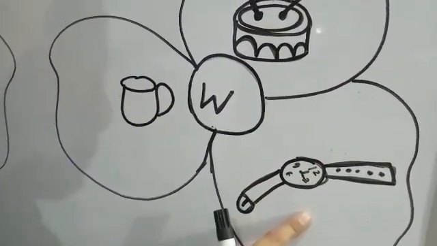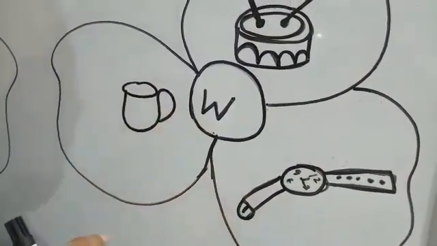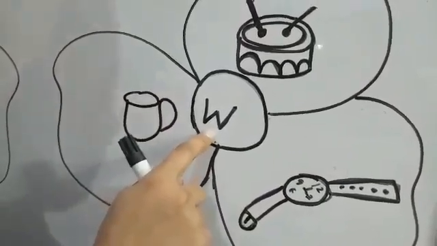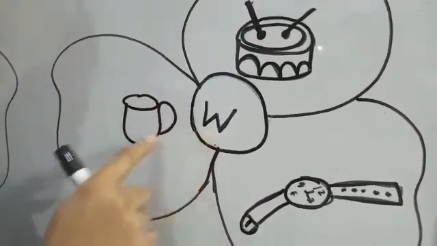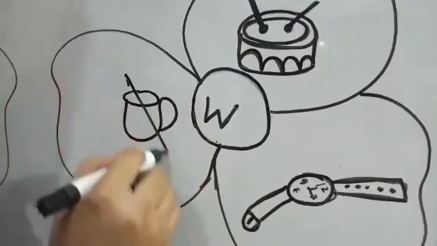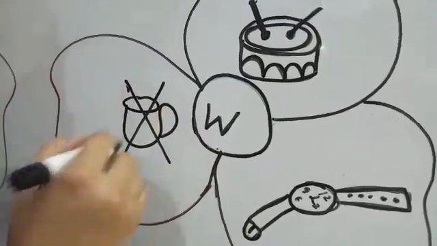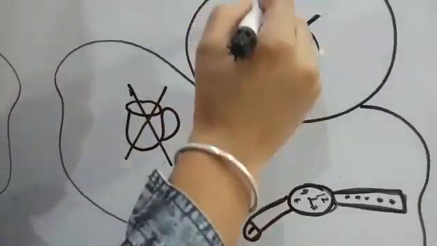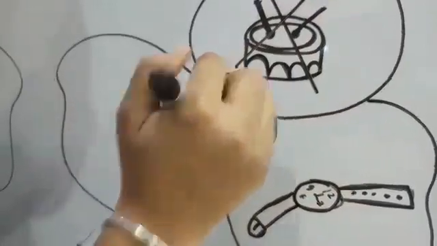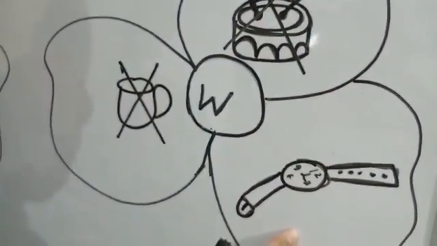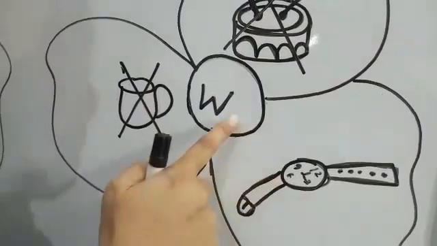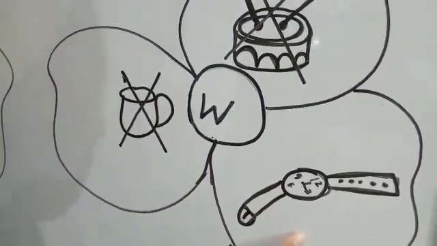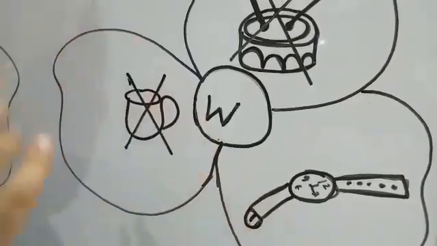Watch, V. Now tell me which picture does not belong to the given sound V. Yes, cup does not belong to sound V, so we will put cross on it. Drum does not belong to sound V, so we will cross on drum also. Watch, W, watch, so we will not put cross on it. Okay, let us see the next.